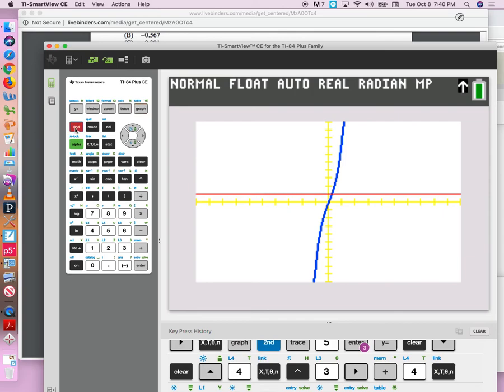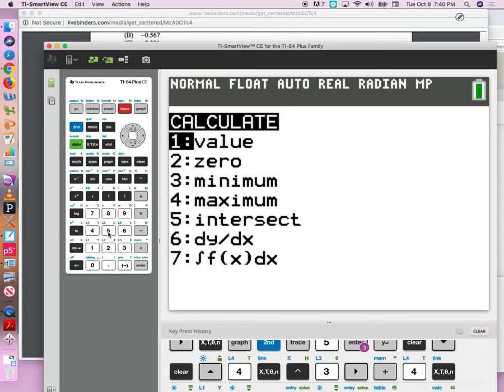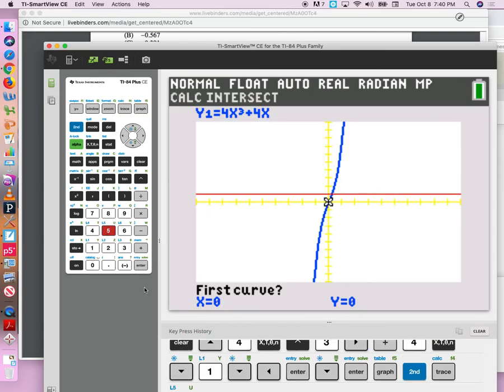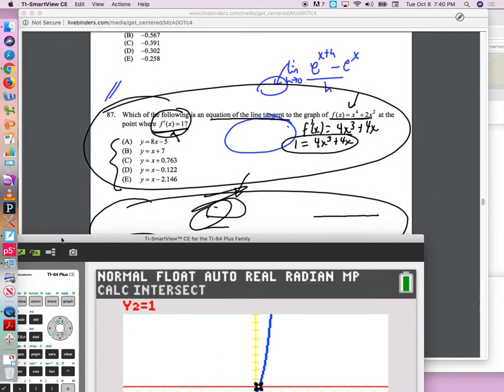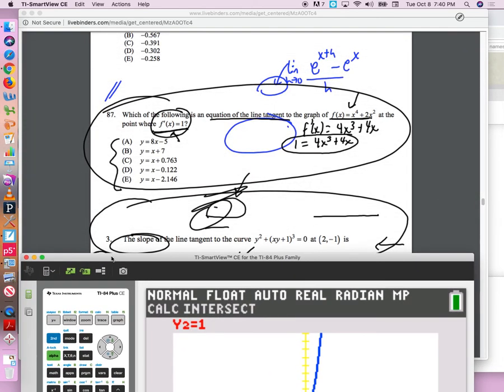Then like we did second calc zero sometimes, I'm going to second calc intersect. First curve, I'm going to hit enter. Second curve, I'm going to hit enter. Again, sometimes you have to be more careful. And then I don't guess, I'm just going to hit enter. So I get 0.2367. All right, so it happened when x is 0.2367.